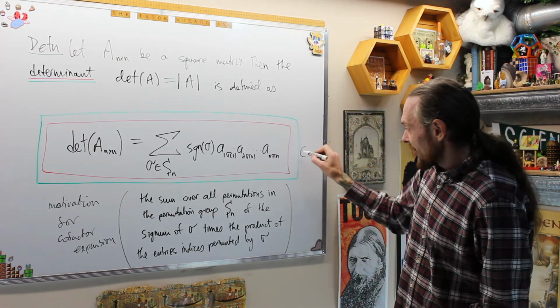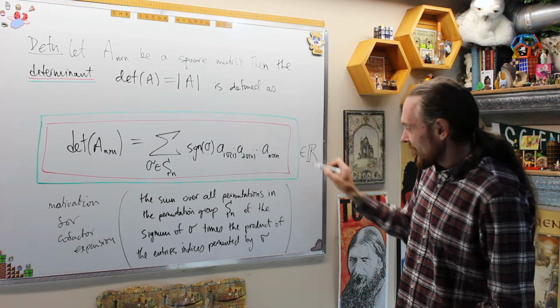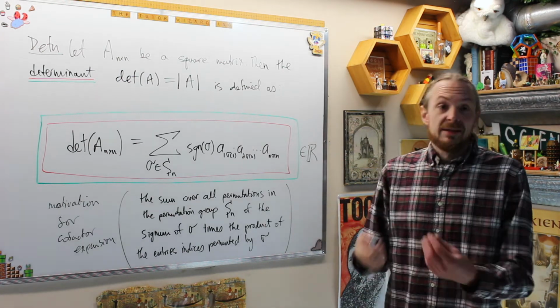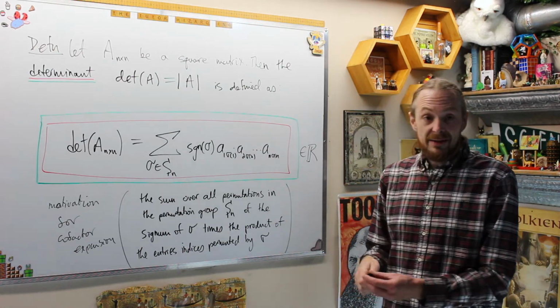Remember, every time this is a hot mess, but it's a single real number, and we're going to get many different ways of computing this using cofactor expansion. So try two of them, you better get the same answer. That's a way of checking.